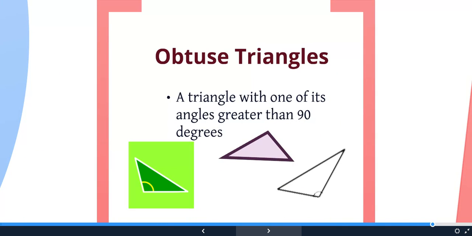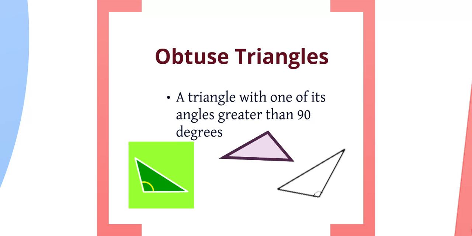Finally, we come to obtuse triangles. Now, this is a triangle where just one of its angles needs to be greater than 90 degrees. So you see, right here would be 90. This is greater than 90 degrees. It has two acute, but greater than 90 degrees, just one. It only needs one obtuse angle to go to obtuse island.